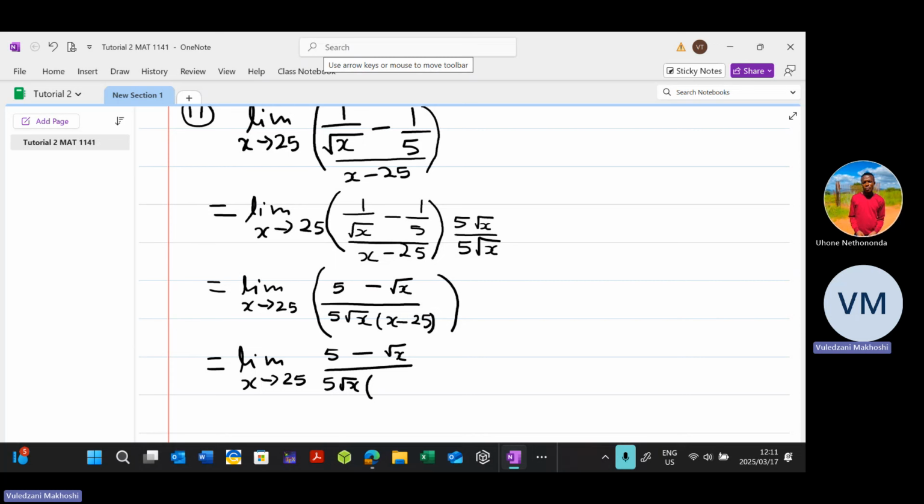Therefore, 25 is not in the domain of this function. So let us factorize x minus 25. If we do the factorization, this is what we have: x is the square root of x minus 5 into square root of x plus 5, close brackets, like that.